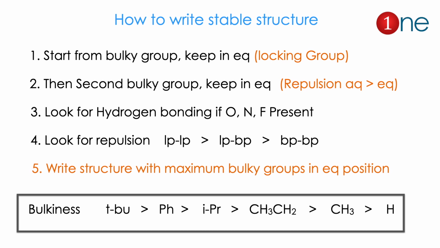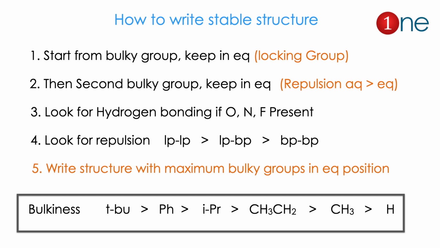Then you have to look for the oxygen or nitrogen or fluorine, which will have hydrogen bonding. The very rare thing, you also have to look for the lone pair. The lone pair and lone pair repulsion is stronger than lone pair and bond pair, and bond pair and bond pair. So you should know the lone pair has the highest repulsion.